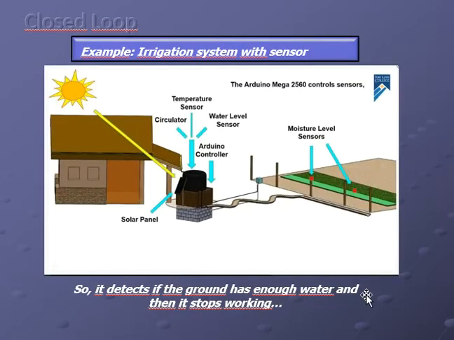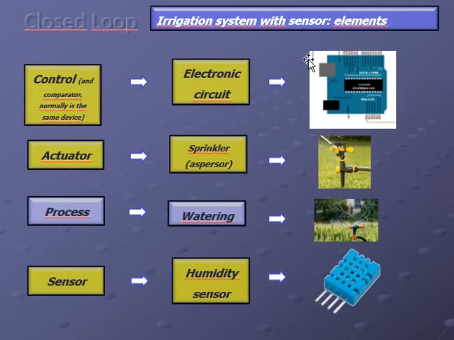This is more or less a scheme of a real one, in which when the ground has enough water, the system stops working. It's a little bit more complicated, but it's more efficient. As a summary, in the irrigation system, the control, which is normally together with the comparator, is an electronic circuit like this one. The actuator in this case is a sprinkler, un aspersor. The process is what's happening, the watering, es el proceso de regar. And the sensor in this case is a humidity sensor. This is the aspect of a humidity sensor.